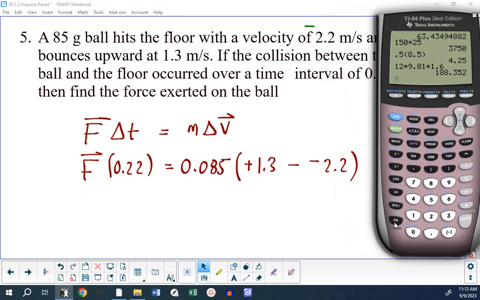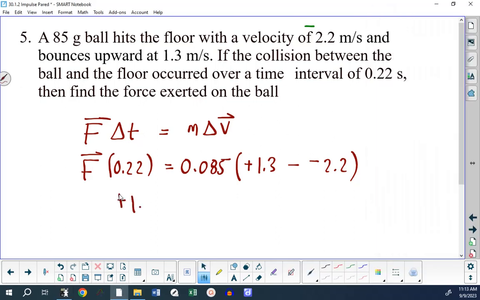Let's see, 0.085 multiplied by, that will be 3.5 in the brackets, and then divided by that 0.22 gives me a force of about 1.4 newtons. And I'm getting a positive force, which means it's 1.4 newtons up, which makes sense. The force on the ball is up. That explains why the ball goes from moving down to moving up.